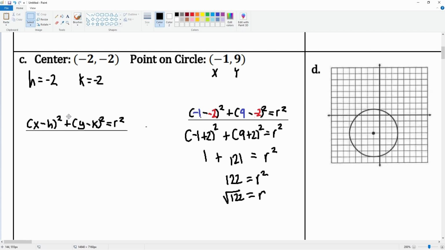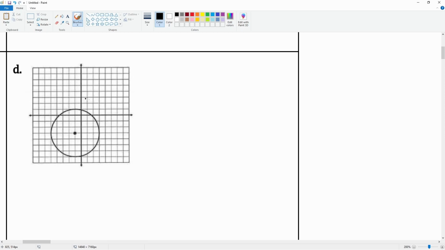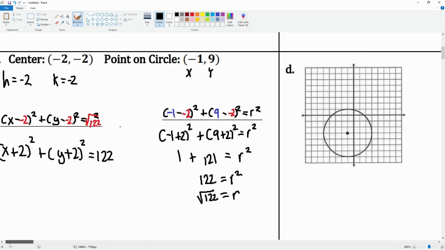Now when we write in our circle, we can just put in our centers from before: -2 for h, -2 for k, and the square root of 122 for r. Simplify. (x + 2)^2 + (y + 2)^2 is equal to 122, because the square and the square root cancel. So there you go.